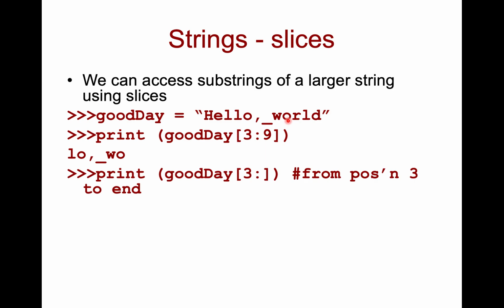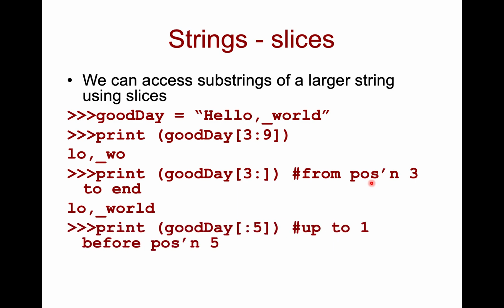If we print goodday[3:] and we don't give it a stop value after the colon, then we get everything from position 3 to the end of the string. So we see lo, underscore world. And similarly, as you might expect, if we print everything in goodday without a starting argument up into position 5, we get everything up to 1 before position 5. So we see the word hello. That's 0, 1, 2, 3, 4.